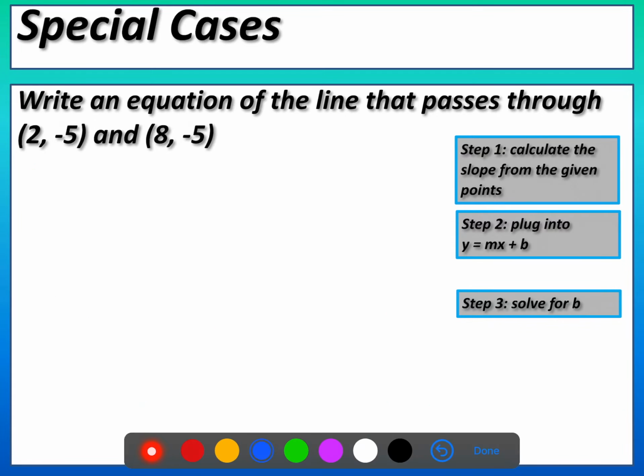Okay, let's try another one. All right, so whenever you're asked to write the equation of a line and you're given two points, you always want to start by finding the slope.